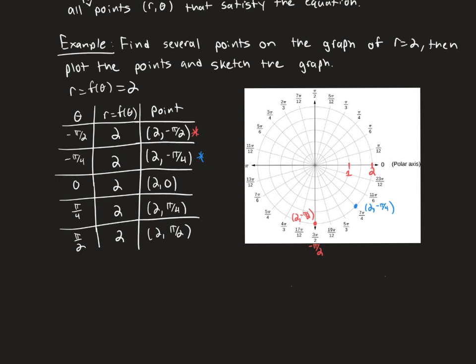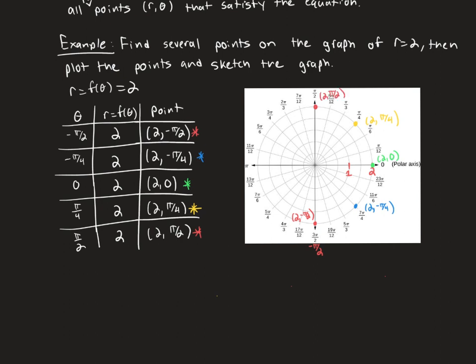And then 2, 0. The radius is 2, so that means we're all the way out here. The angle is 0, so that lands us right here. 2, 0 matches up with the Cartesian coordinate as well, but that's a coincidence. Then let's try 2 pi over 4. That's going to be right here. And the last one, we'll go red again. 2 pi over 2 is right here.